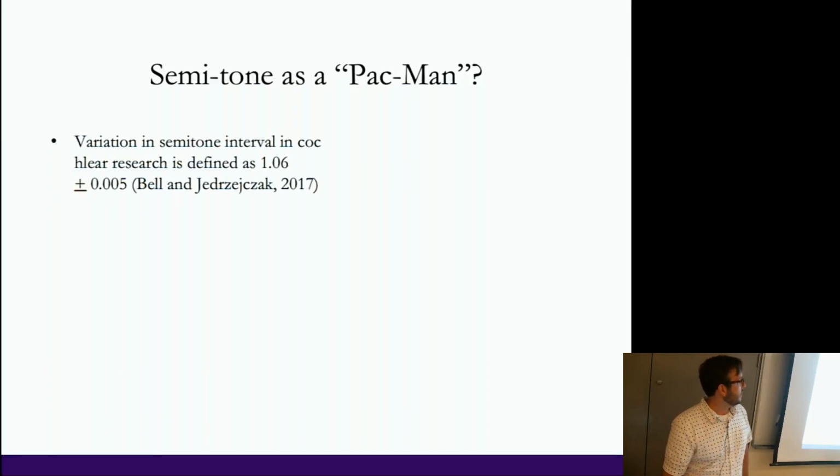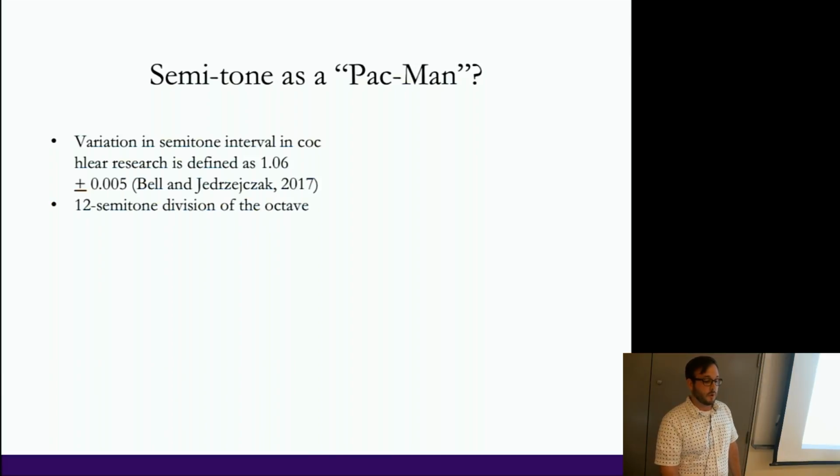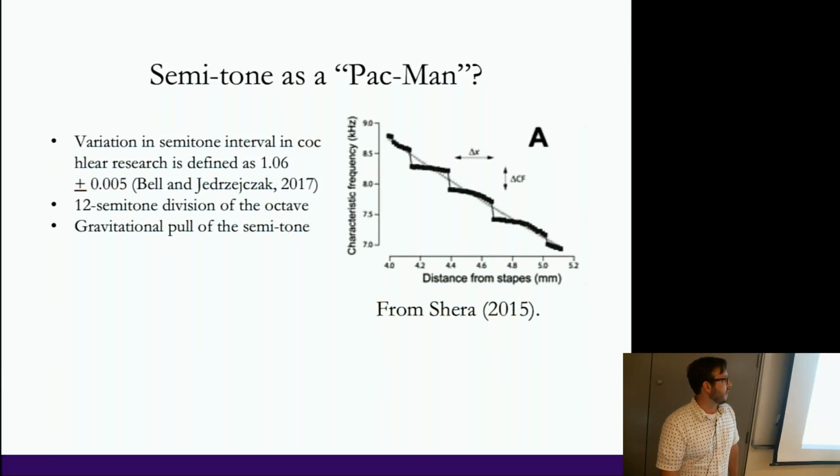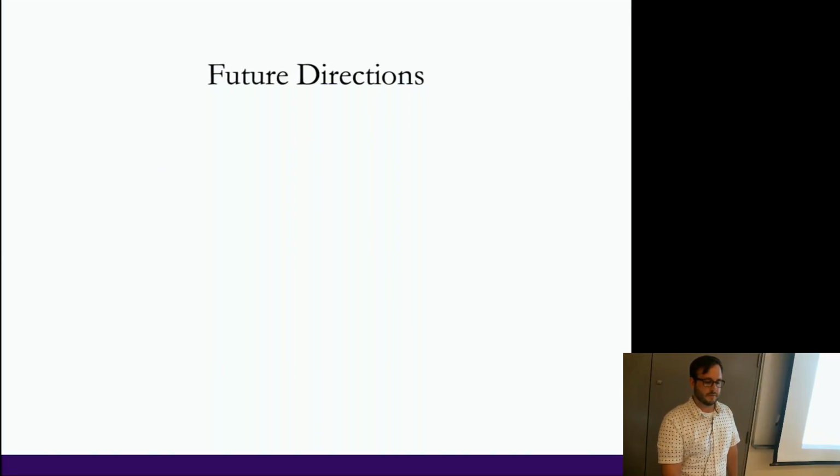So Bell and Yerdajik describe variation in a semitone in cochlear research as 1.06 plus or minus 0.005. And this promotes a certain amount of discrete pitch organization, even a 12-tone division of the octave. And this even has a gravitational pull as described by Shera, where on the cochlear, if you map these, the discrete pitches pull to the next pitch either way, depending on how close you actually get to the next pitch.